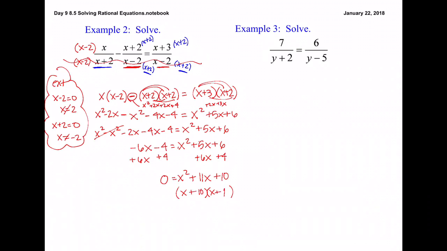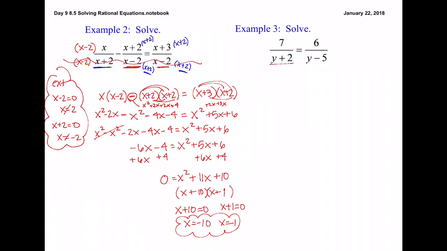Positive 10, positive 1. Set x plus 10 equal to 0, so x equals negative 10. Set x plus 1 equal to 0, so x equals negative 1. Neither one of those match my extraneous solutions. If I plug them both back in, they would work.